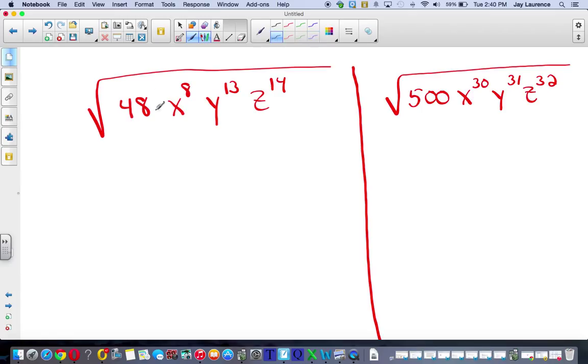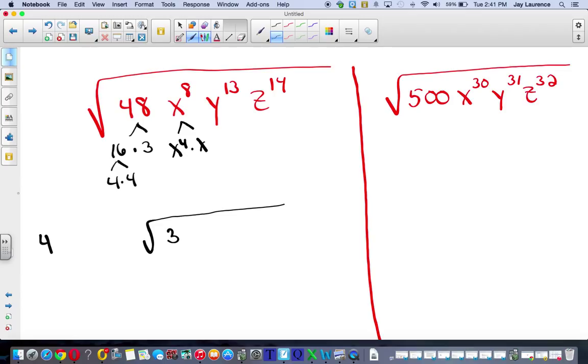So the first thing I'm going to do is radical 48, and I'm going to break 48 down into 16 times 3. 16 is 4 times 4. So for just the 48 part, I'm going to have a 4 out front, and inside the radical, I'm going to have a 3. Now the x to the 8th is going to break down as x to the 4th times x to the 4th. The radical of that would be an x to the 4th. There will be no x's inside the radical.